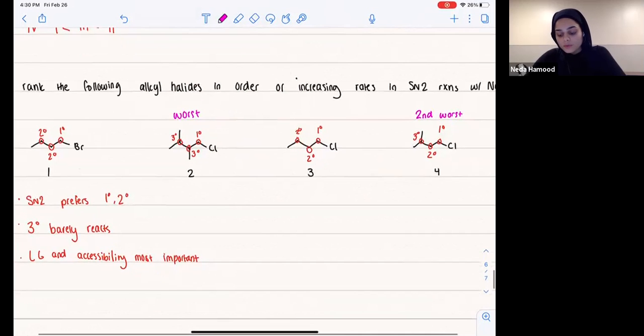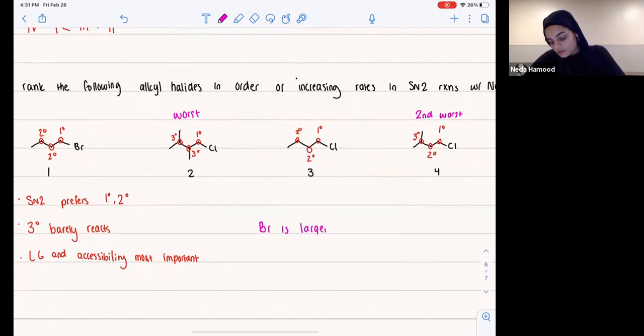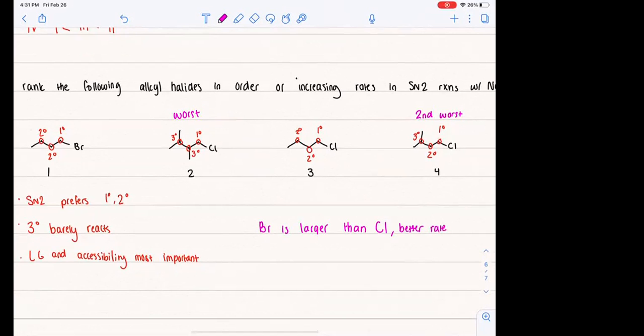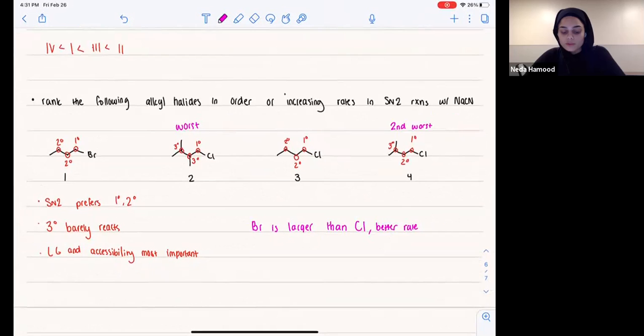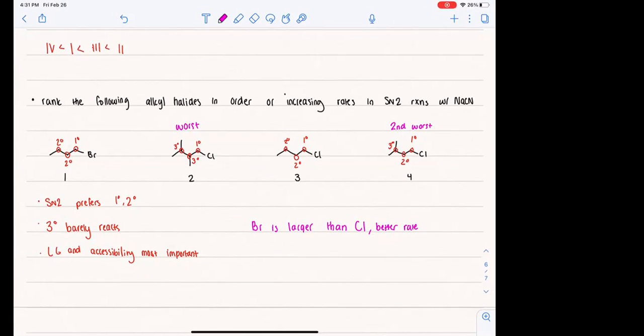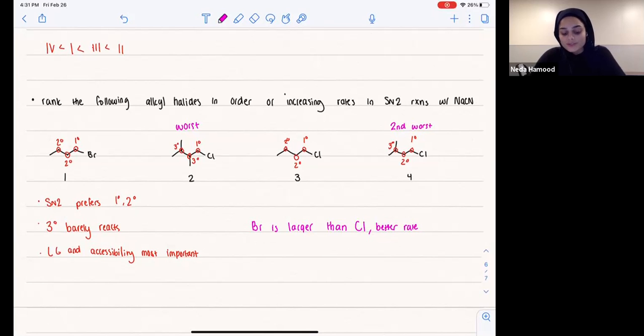And now here's some more information. Bromine is larger than Cl, which means that it has a better rate. So then which one do we think is going to be the best? The third one? The first one, because bromine is larger. Yeah, I'm getting a lot of votes for the first one. So this one is going to be the best, and this one is going to be the second best.